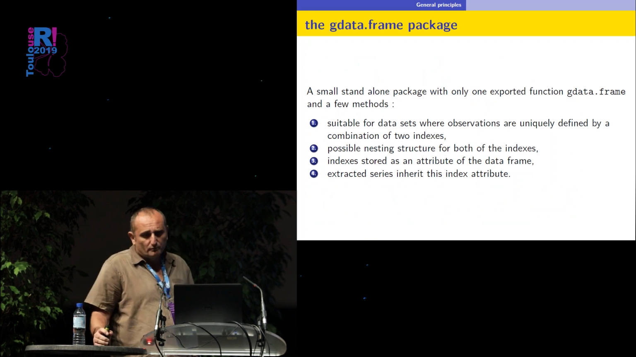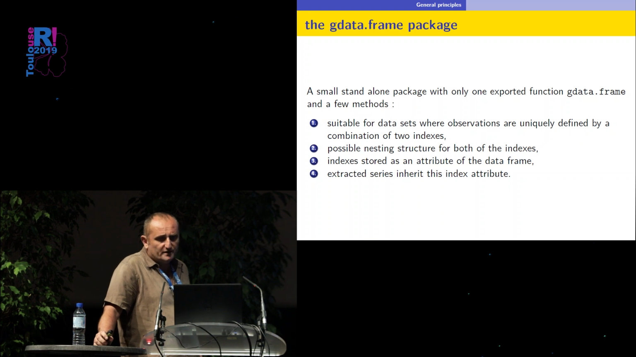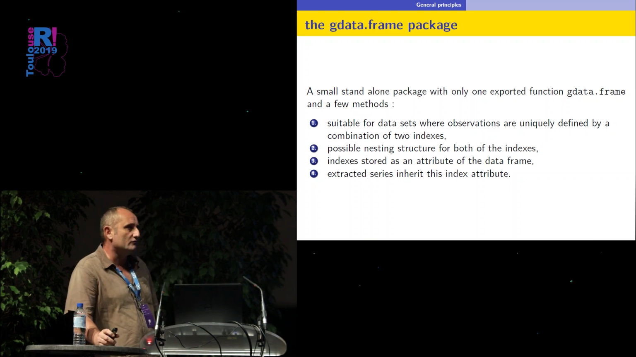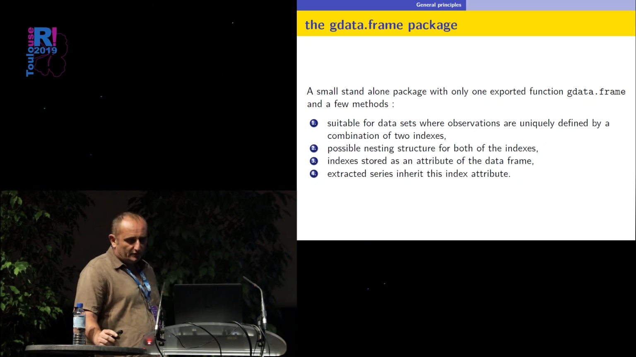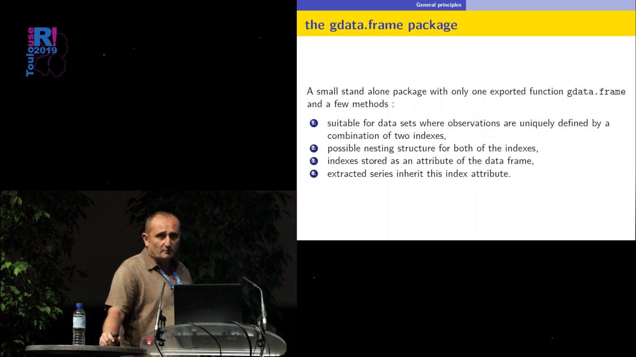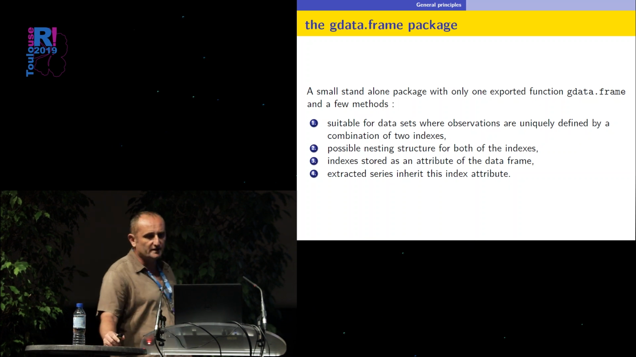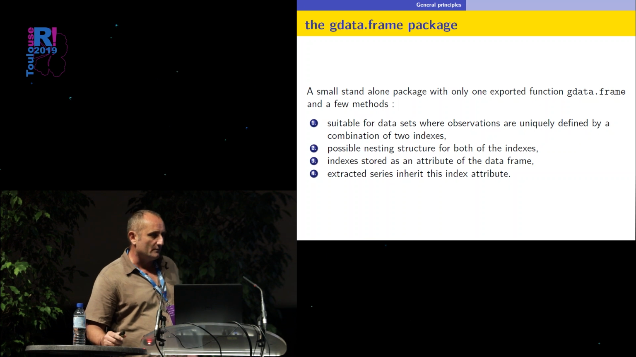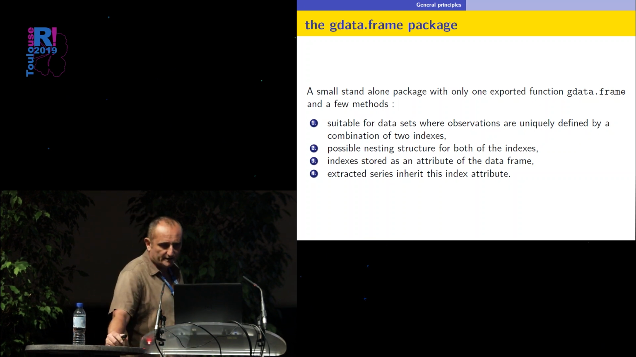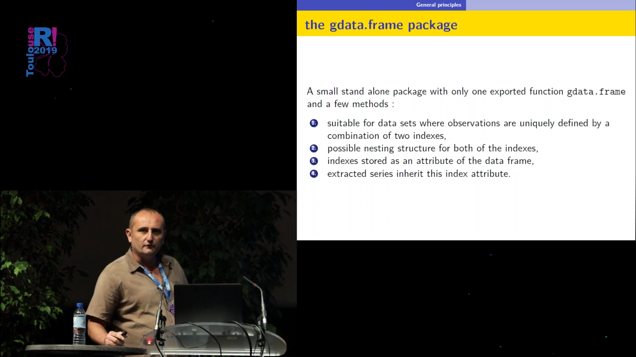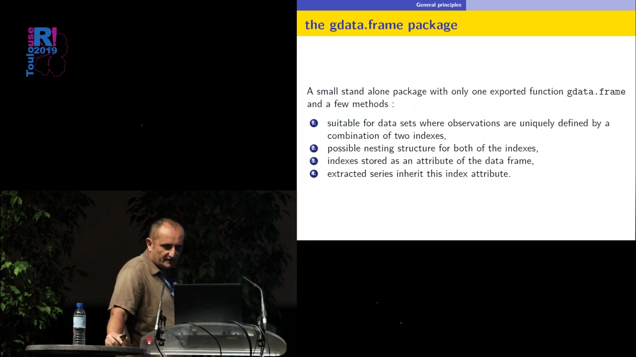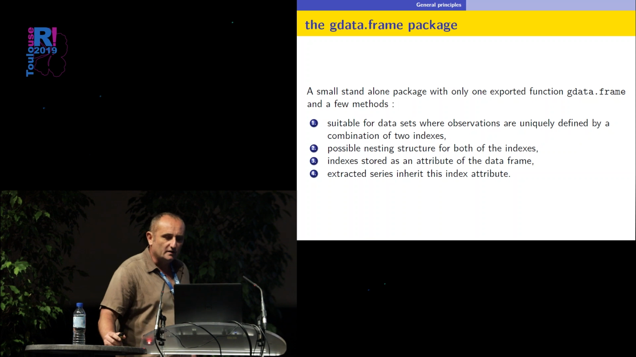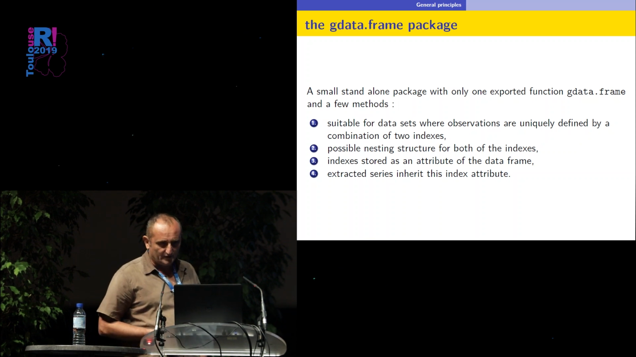So the small package I propose is just a standalone package with only one exported function, which is gdata.frame, to define a gdata.frame object, and only a few methods. So the following principles are used in this package. It's suitable for data sets where, as we have seen, all the observations are uniquely defined by a combination of two indexes. We want to be able to introduce some nesting structure for one or both of the indexes. The indexes are stored as an attribute of the data frame. And finally, if we extract some series from the gdata.frame object, then we get a series which inherits the index attribute from the data frame it came from.